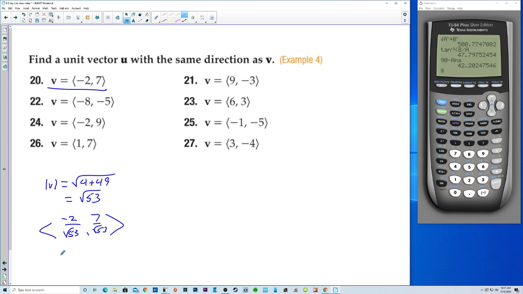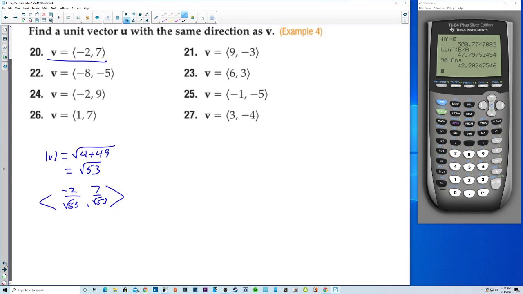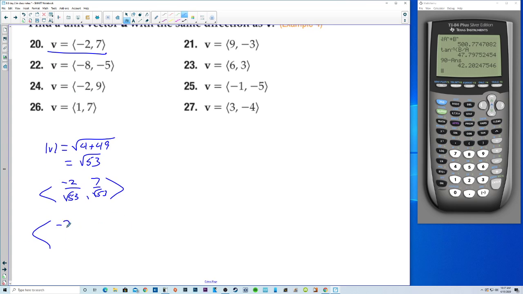Now, if on the test it's multiple choice and they've rationalized the denominator, then that's going to be -2 square root of 53 over 53, because we're going to multiply the top and bottom by the square root of 53, and we're going to do the same thing over here. So 7 square root of 53 over 53. So there it is, rationalized.